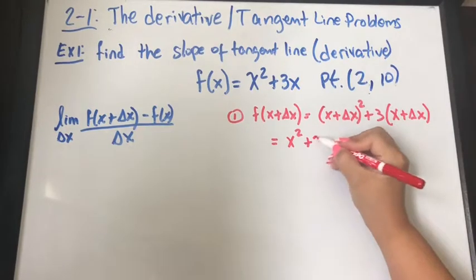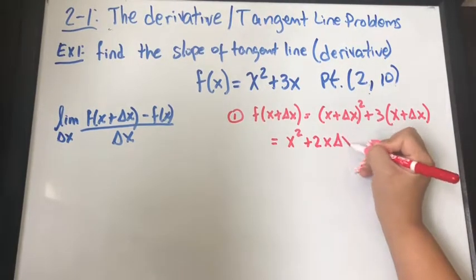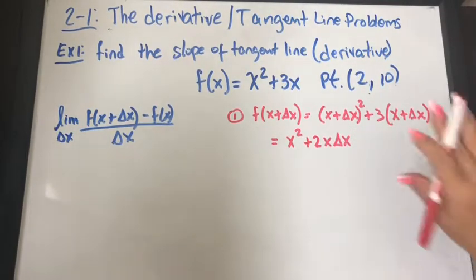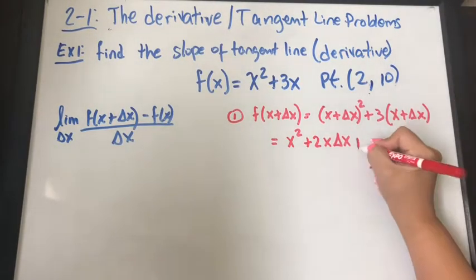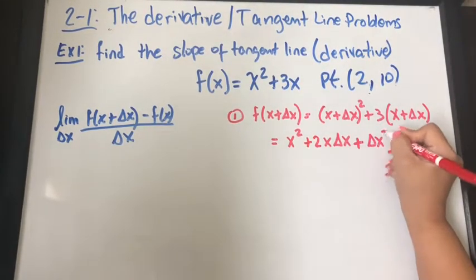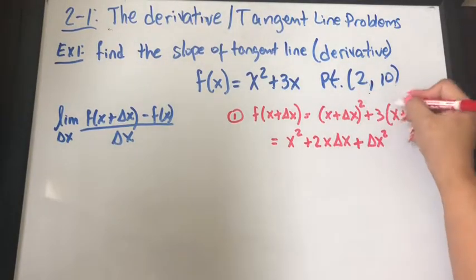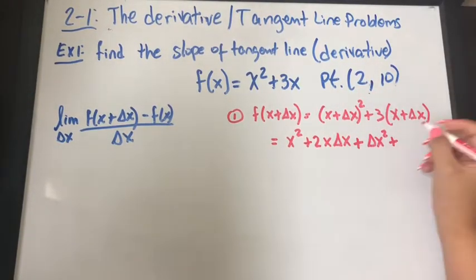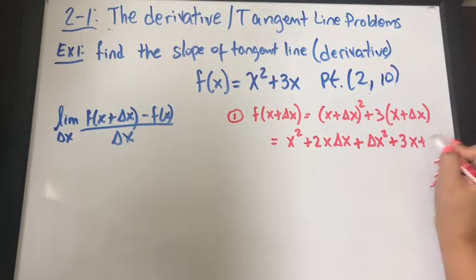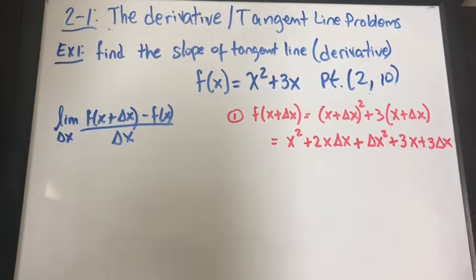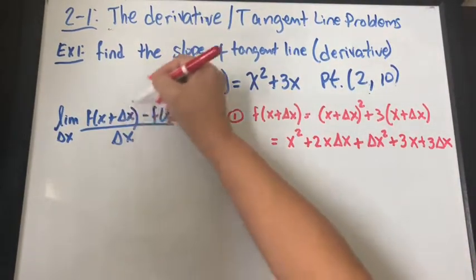So we get 2x delta x. If you do not understand this step, you should be FOILing this separately and pausing the video. And then plus delta x squared. That's the expansion of this piece right here. And then finally, I'm going to just distribute this, which will be 3x plus 3 delta x. That is just this piece.